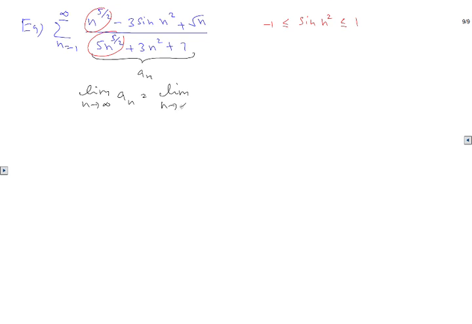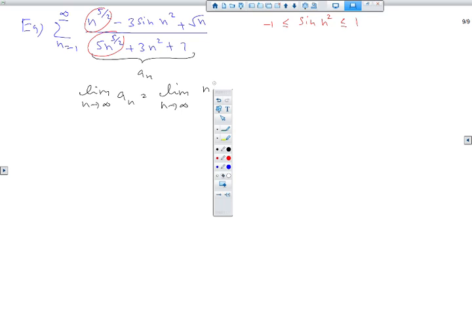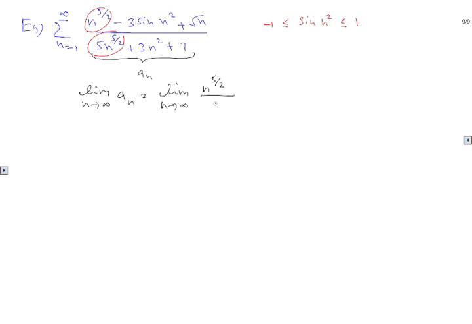So we only need to worry about the dominating terms. It is n to the pi half divided by 5 n to the pi half. They cancel out, so you get 1/5, which is not equal to 0. This implies that the series sigma an diverges by the nth term test for divergence. Okay, good. Very simple, you can see.